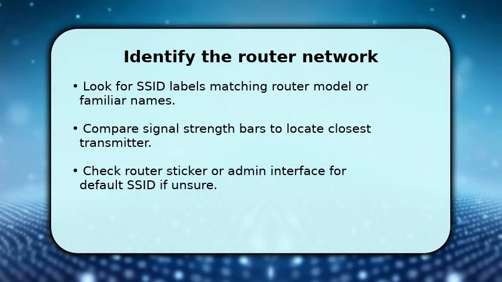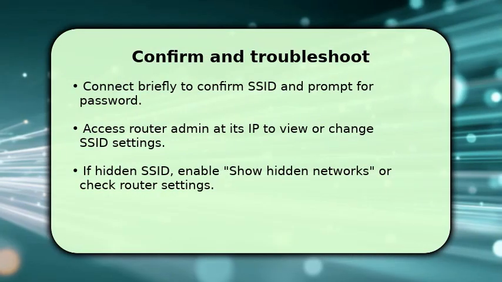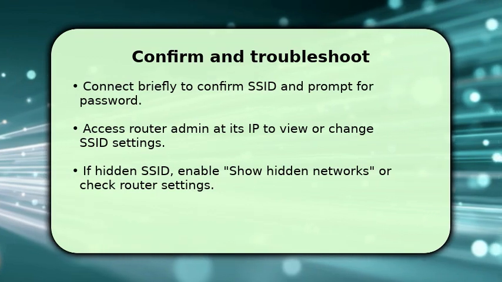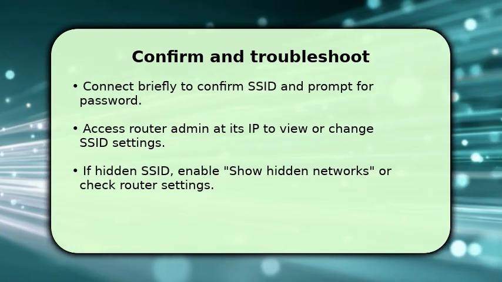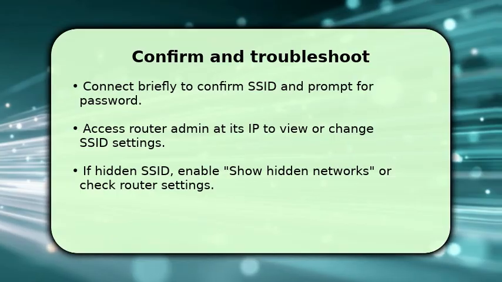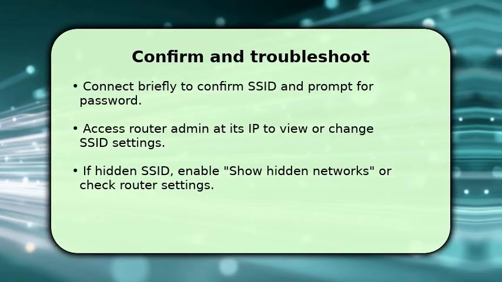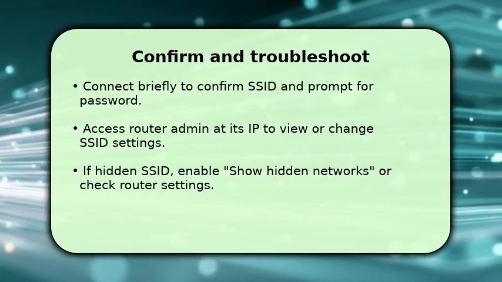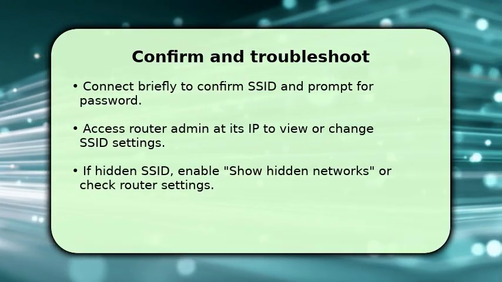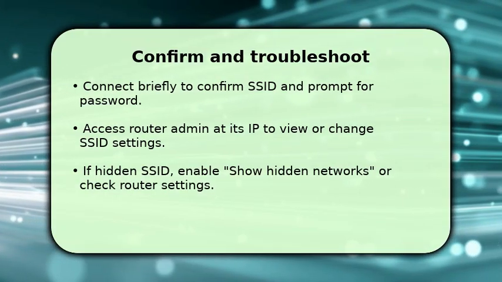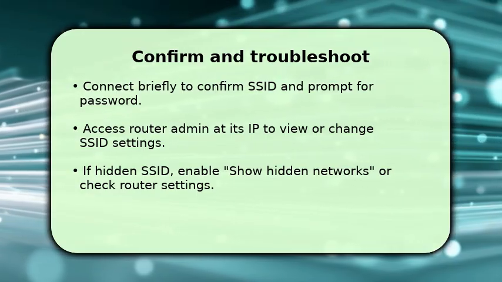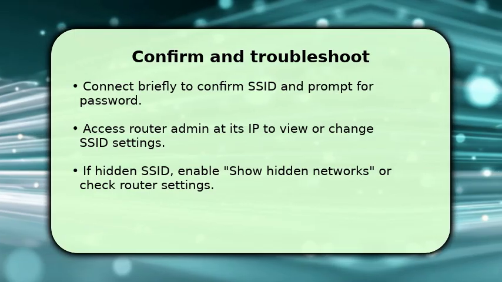You finish by connecting or checking the router admin to confirm the network name. Try a quick connection. If the device requests a password, the SSID is active and matched. If you need to see or change the name, log into the router's admin interface at its local IP address and view the wireless settings. That reveals the SSID and whether it's hidden.